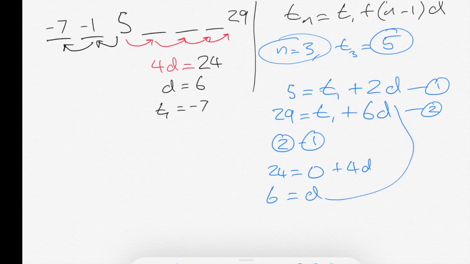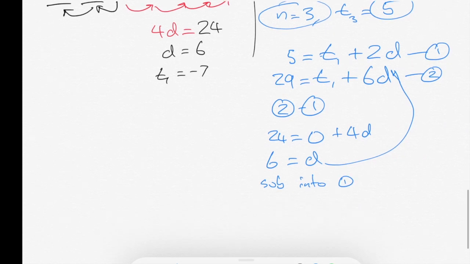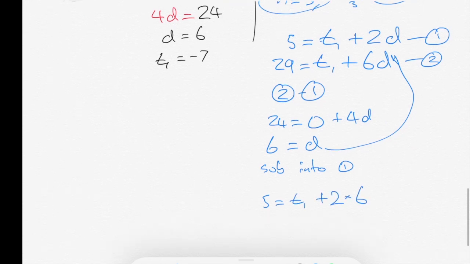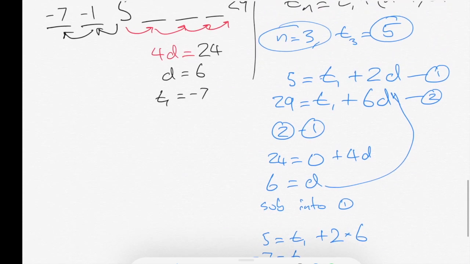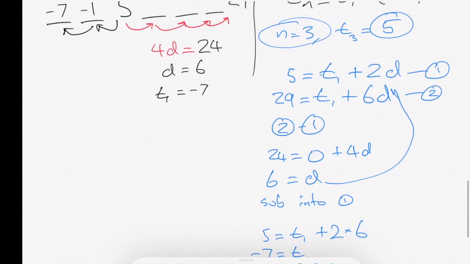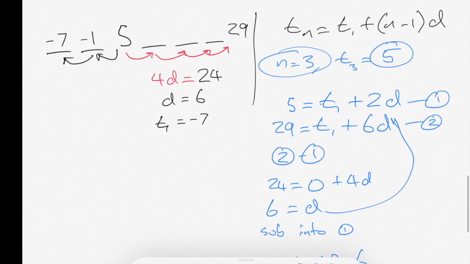and thus from plugging that value of d into equation 1, so sub into equation 1, gives me 5 is equal to t1 plus 2 times 6. Subtracting 12 from both sides gives me negative 7 is equal to t1. Now that method on the right may seem a lot more complex, but it's going to be really useful later on when we're dealing with bigger numbers. So you are going to have to brush up on your algebra skills and simultaneous equations to remember how to do these sorts of problems.